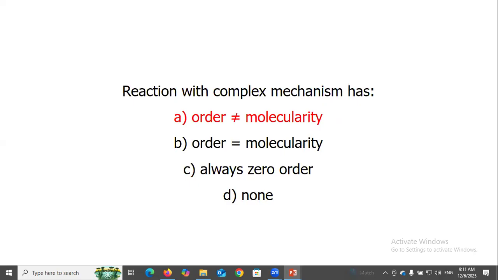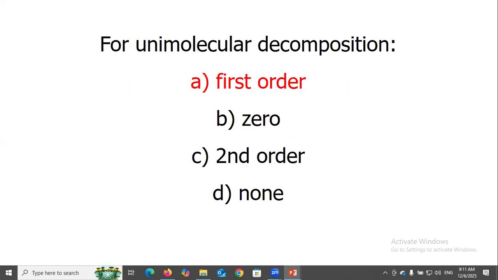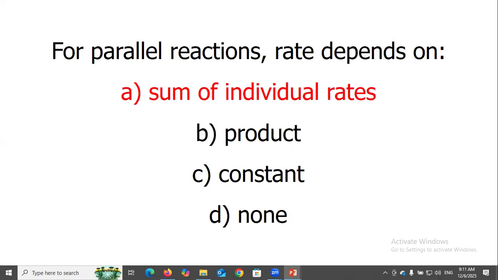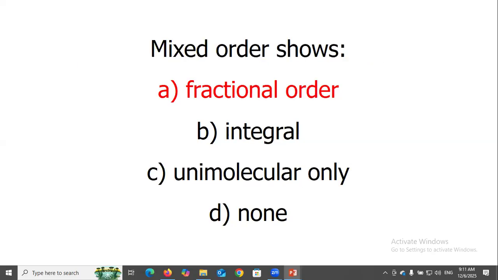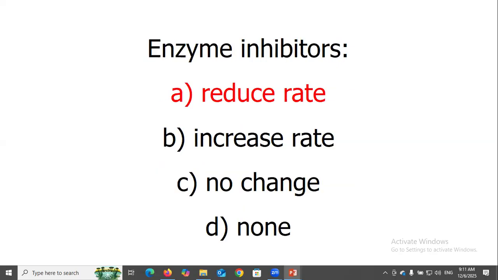A reaction with a complex mechanism has order not equal to molecularity. For unimolecular decomposition, first order. For parallel reaction, rate depends on sum of the individual rates, product, constant, none. Option A, sum of the individual rates. Mixed order shows fractional order, integral, unimolecular only, none. Correct option A, fractional order. Enzyme inhibitors reduce rate, increase rate, no change, none. Correct option A, reduce rate.